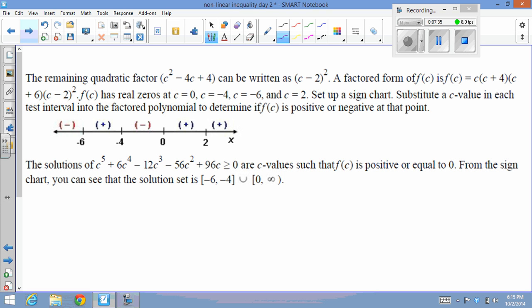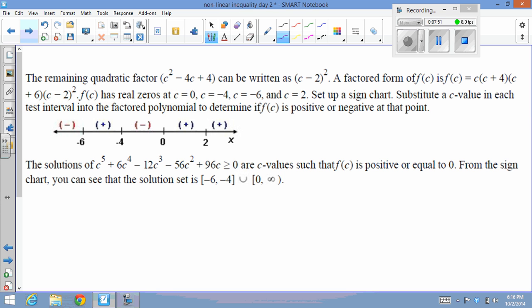You could also take it and put it into the factored form, or you could take it and put it into all the different factors and do the positive and the negative signs and see if you have an even number of negative signs to make it positive or an odd number to make it negative. You sort of have the choice of how you want to set that up.